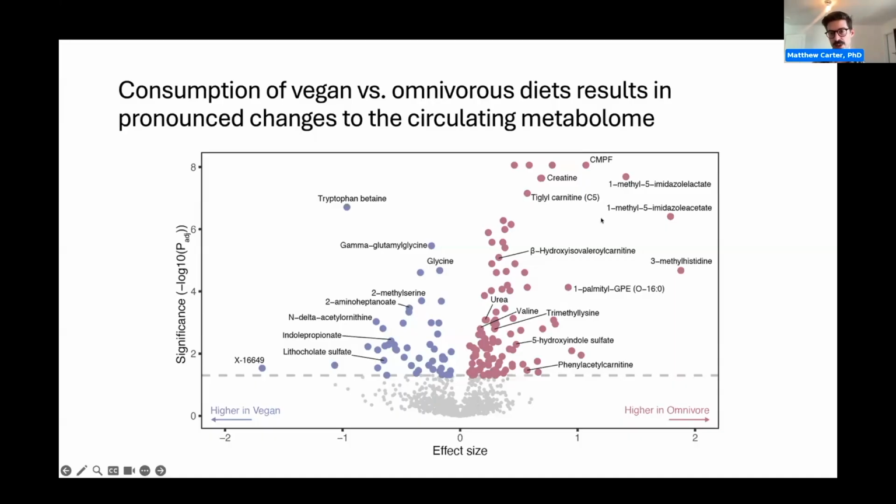And indeed, we could tell from a lot of the metabolomics data that there were some metabolites, such as CMPF, which I'll point out in here, which is very abundant in fish, for instance. 3-methylhistidine is a marker of red meat consumption. And we do indeed see very pronounced increases in the omnivorous group in some of these metabolites relative to the vegan group. In addition, there are lots of different fatty acids and amino acid derivatives that we see as different, including a couple of metabolites such as indole propionate and lithocholate that are, in fact, microbial metabolites.